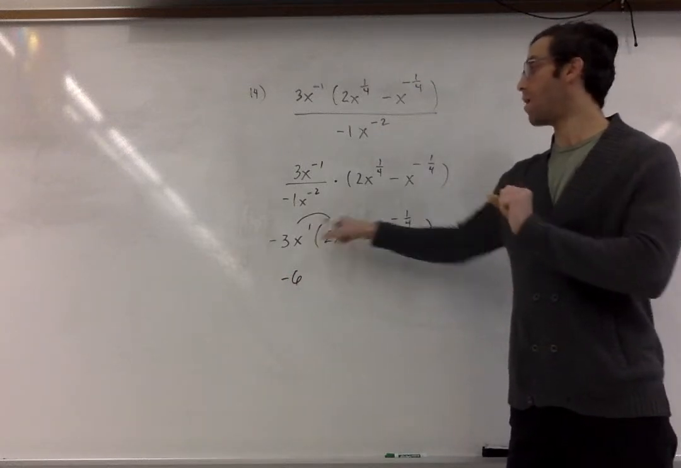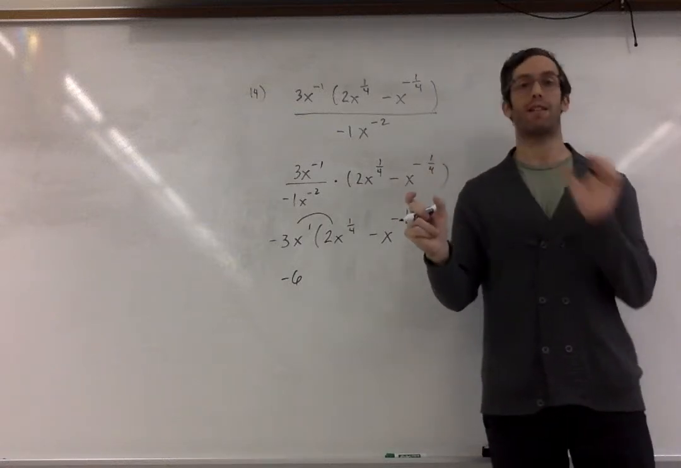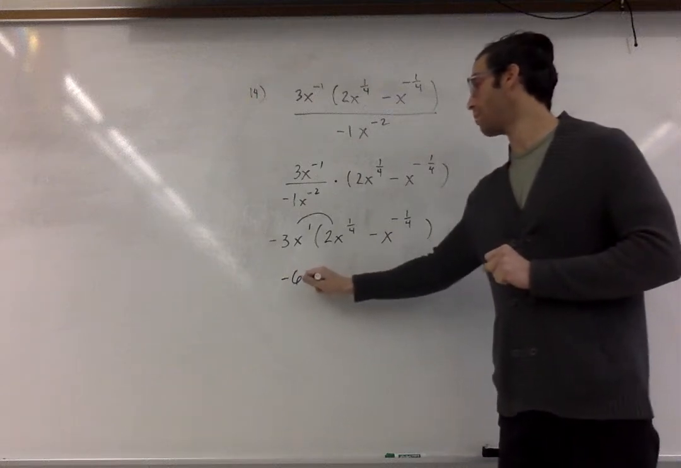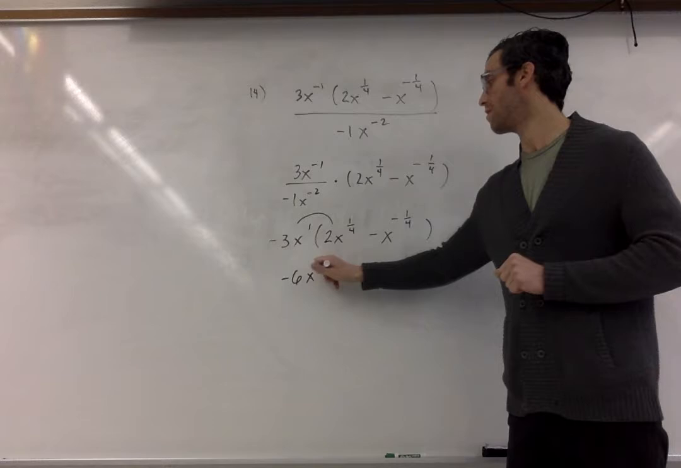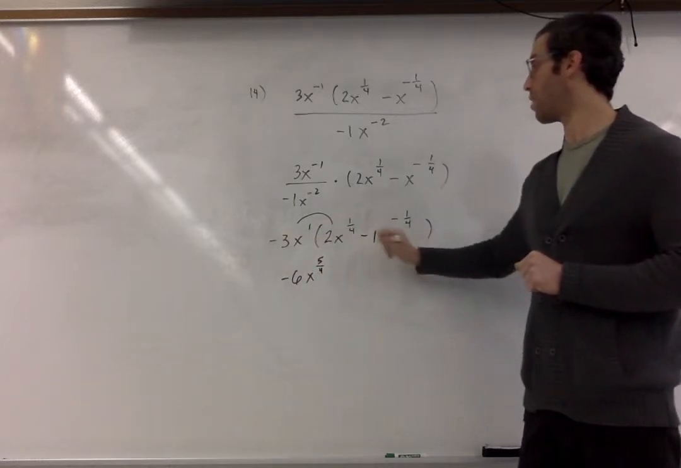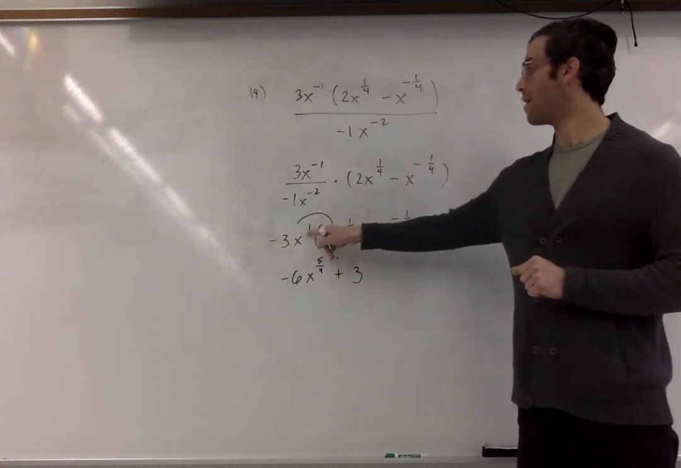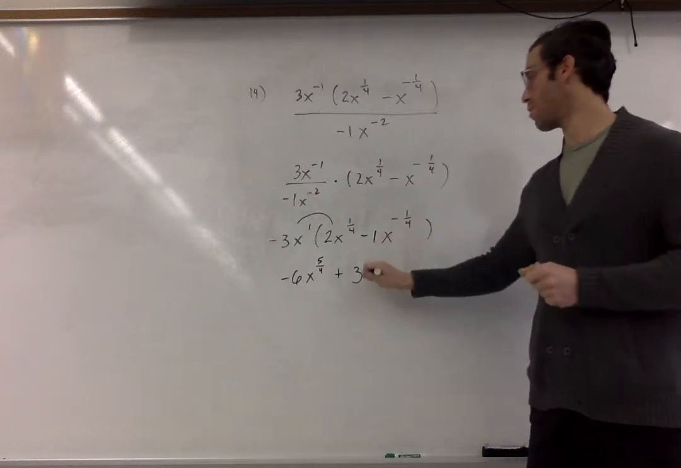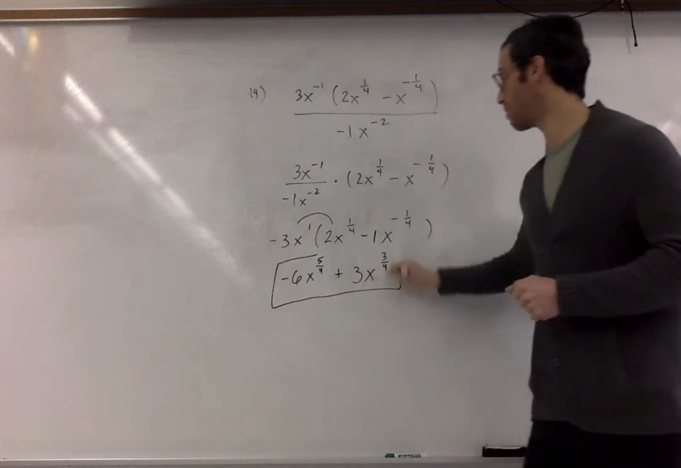Because we're adding 1 plus 1/4, right? We're multiplying x to the first times x to the 1/4. We add the exponents. We don't multiply them. So 1 plus 1/4, 4/4 plus 1/4 is 5/4, right? Now, negative 3 times really negative 1, right? This is really a negative 1. Negative 3 times negative 1 is positive 3. 1 plus, again, plus negative 1/4 is 3/4. So 3x to the 3/4, right? That's going to be the answer, right?